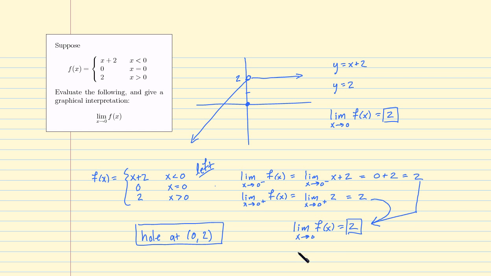So note f of 0, this value right here. If we go back and plug it in, let's see which piece pertains. It's this one. We get an output of 0 because this and this disagreed. That's what tells us we have a hole. Also, if this failed to exist, we would have a hole. That's it. That's the value of the limit. That is the graphical interpretation. We're done.